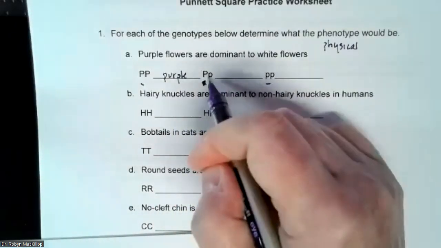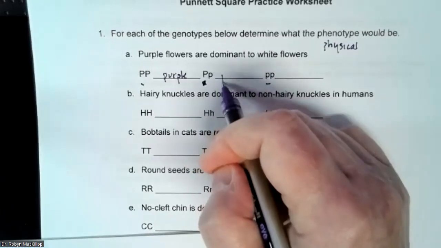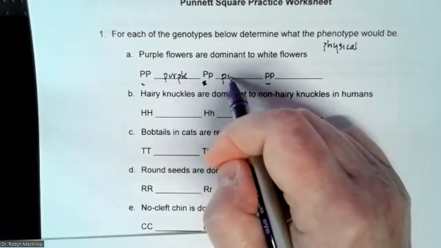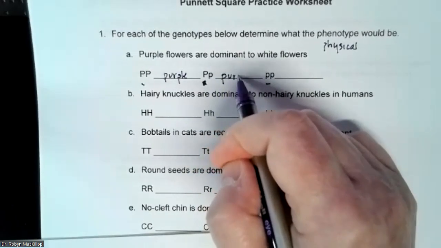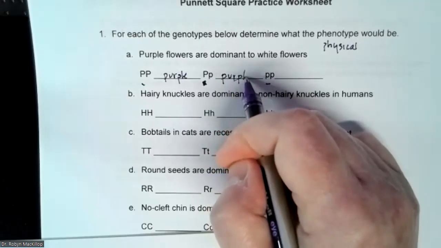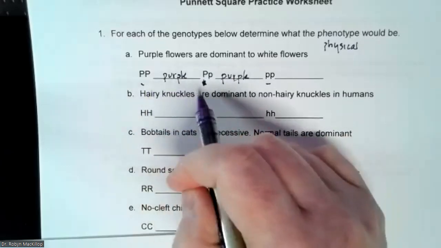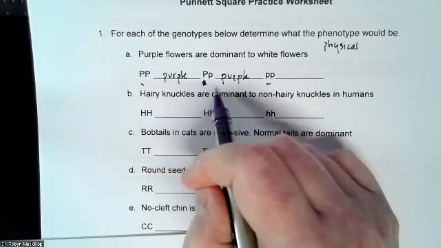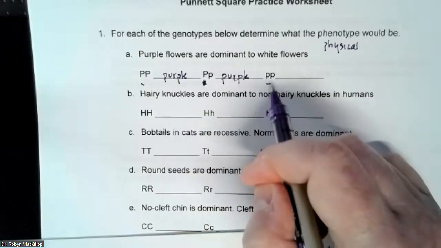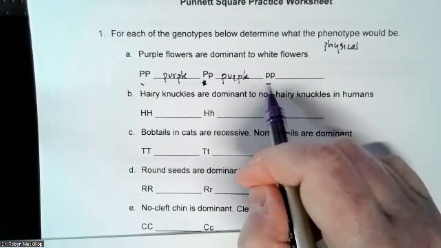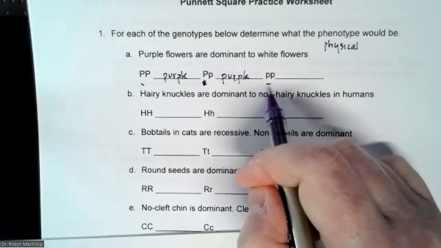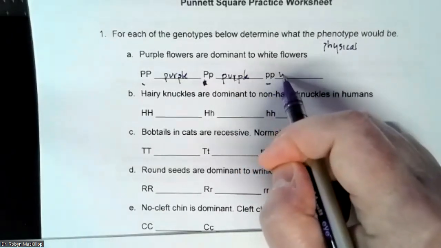Oh, okay. So this person carries a recessive gene, but the flowers themselves carry a recessive gene. These flowers will be purple. Anytime you've got a capital letter, it's going to be the dominant color. Then when you get to the two little letters, what color are these flowers going to be? White. Yes, these are going to be white.